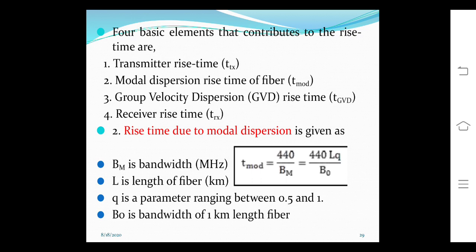So the rise time due to modal dispersion is given by the equation T mod equals 440 divided by Bm, which is again equal to 440 L to the power Q by B naught, where Bm is the bandwidth in megahertz, capital L is the length of the fiber in kilometers, Q is a parameter ranging between 0.5 and 1, and B naught is the bandwidth of 1 kilometer length fiber.